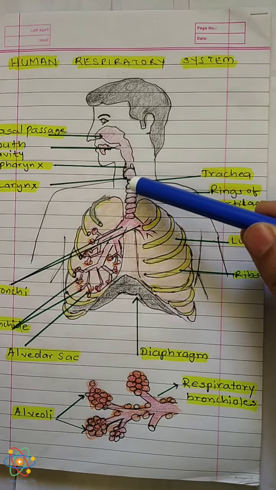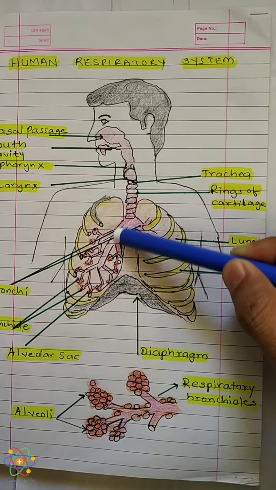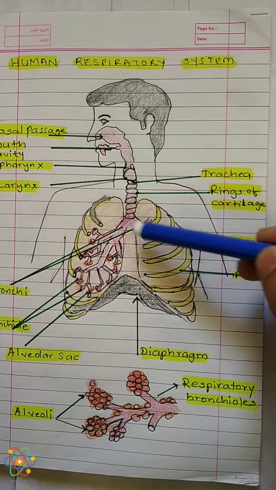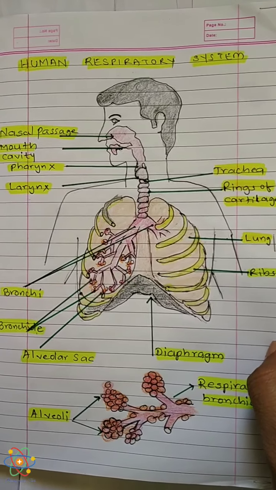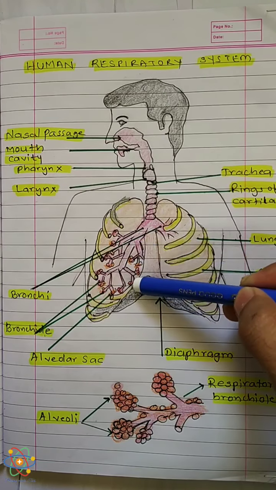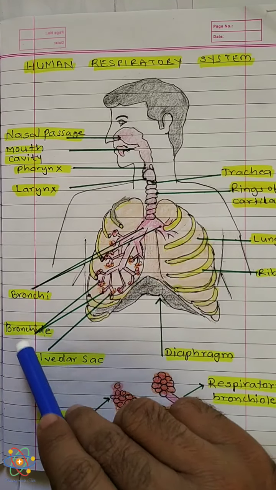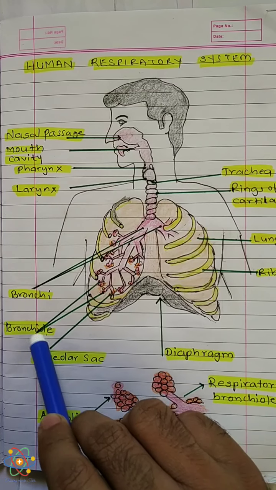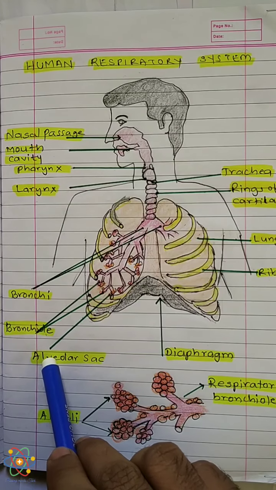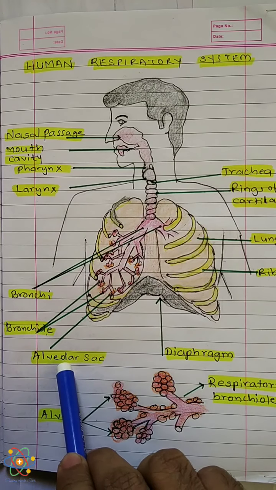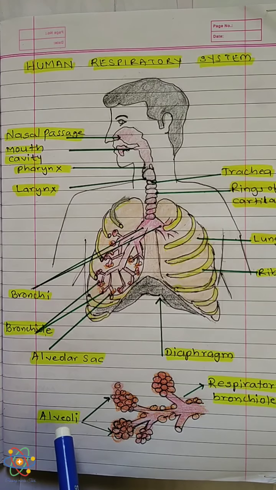After that, air enters the main structure of our system, that is called the lungs. In the lungs, it is divided into two parts, that are called bronchi. Singular, it is called bronchus. Bronchi are further divided into small structures that are called bronchiole. At the end of every bronchiole, a structure is present that is called the alveolar sac. Singular, it is called alveolus, and plurally, it is called alveoli.